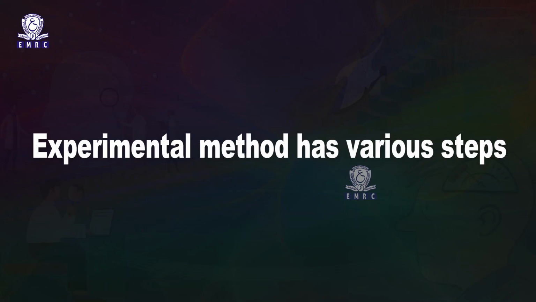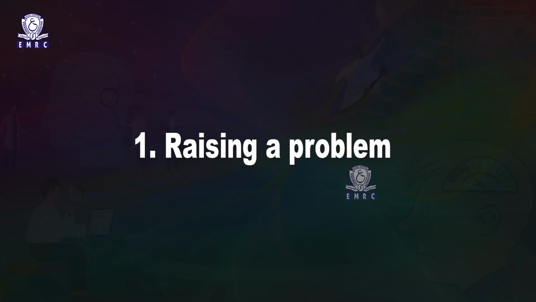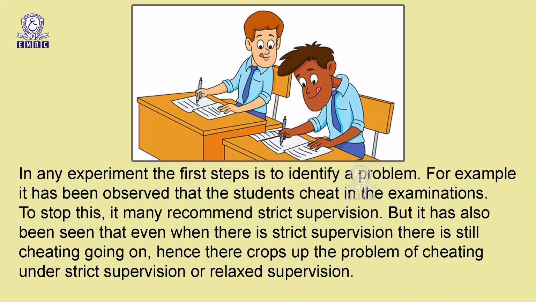The experimentation method has various steps. The different steps to be followed in conducting a typical experiment are, firstly, raising a problem. In any experiment, the first step is to identify a problem. For example, it has been observed that students cheat in the examination. To stop this, it may be recommended to have strict supervision. But it has also been seen that even when there is strict supervision, there is still cheating going on. Hence, there crops up the problem of cheating under strict supervision or relaxed supervision. This problem may lead to an experiment where you are trying to see the effect of supervision on the cheating behavior of children.